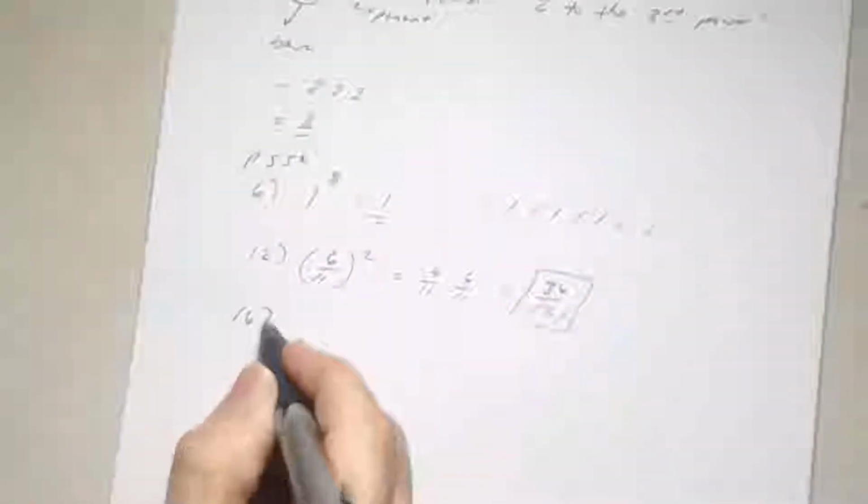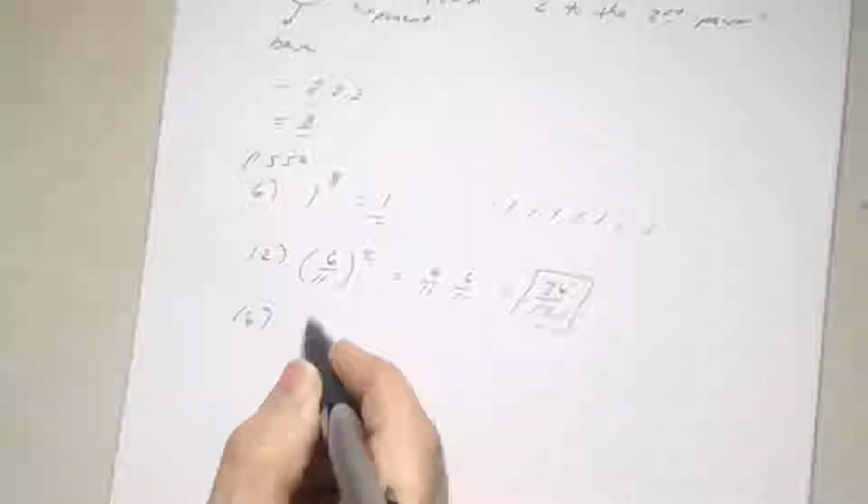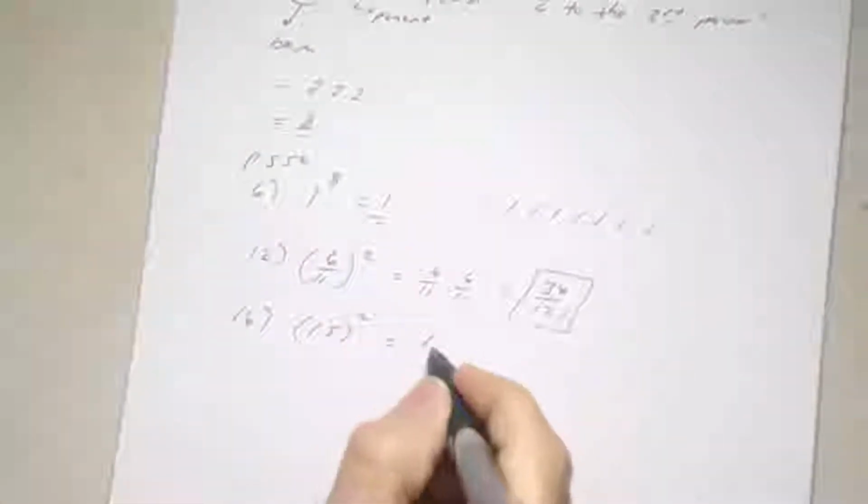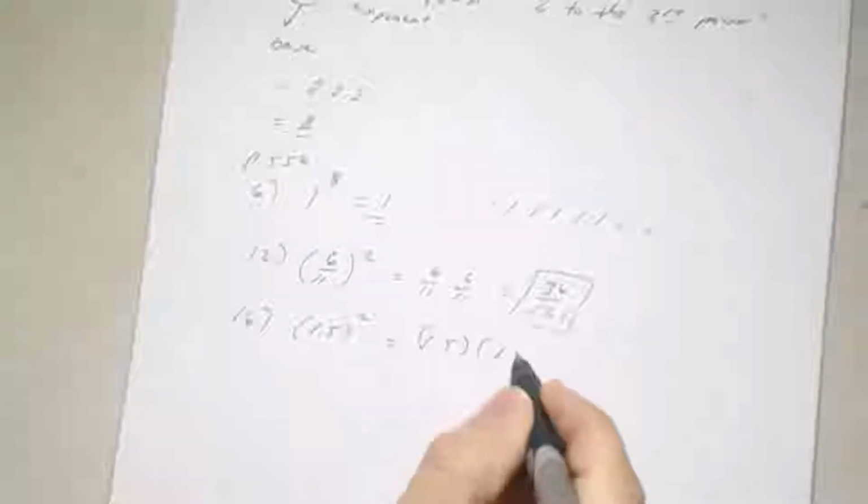All right, 16. You have 1.5 squared. All right, 1.5 squared. And now this time you have a decimal, so you're going to have to do a little bit of work. You have to remember something from last semester. 1.5 squared means 1.5 times itself, right? And so I'm going to go ahead and do it like this in parentheses.